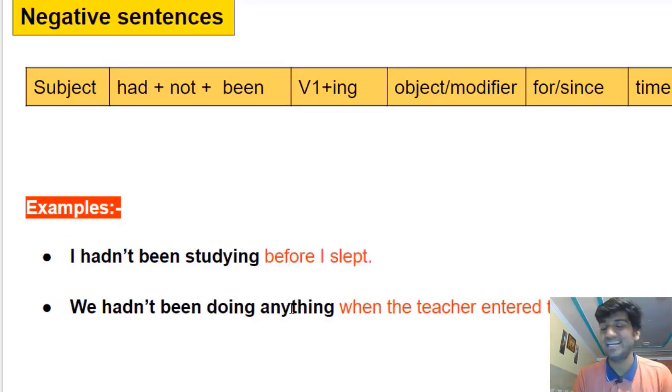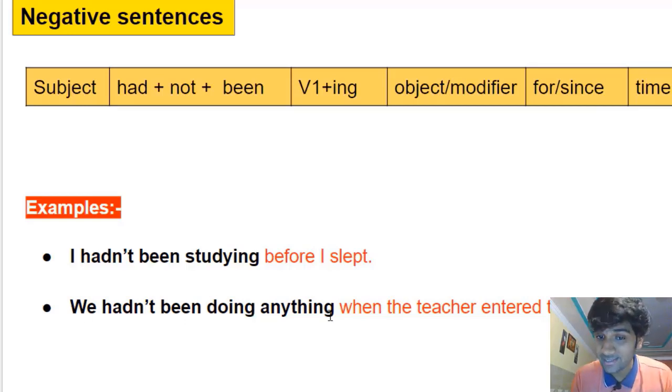Negative sentences, just add not after had, the auxiliary verb had. That's it. That's all you have to do. Subject had not been, followed by a progressive form of a verb. Everything is just the same. I hadn't been studying before I slept. I hadn't been doing something before something else happened before I slept.